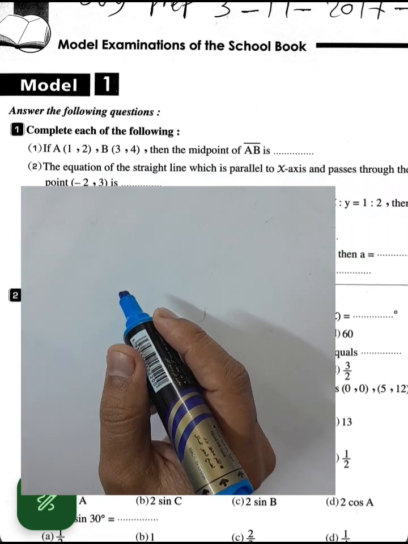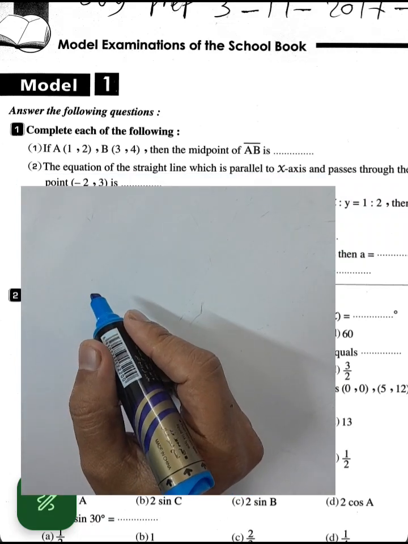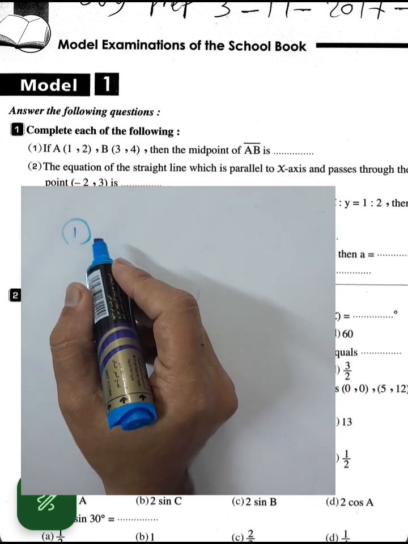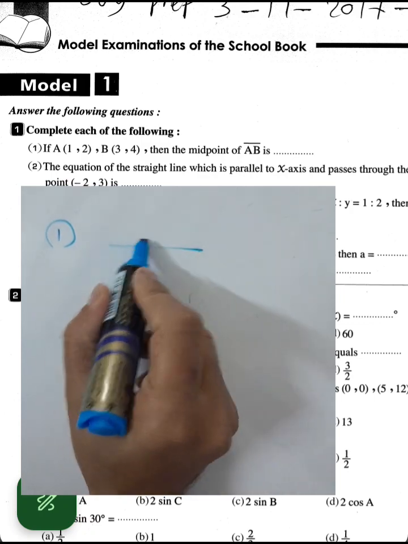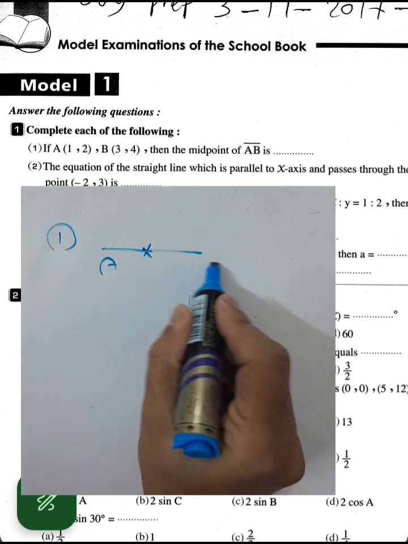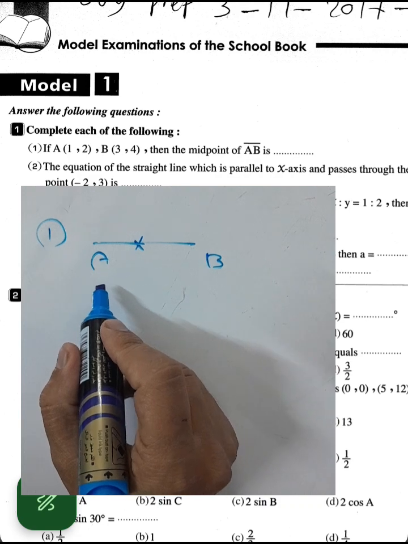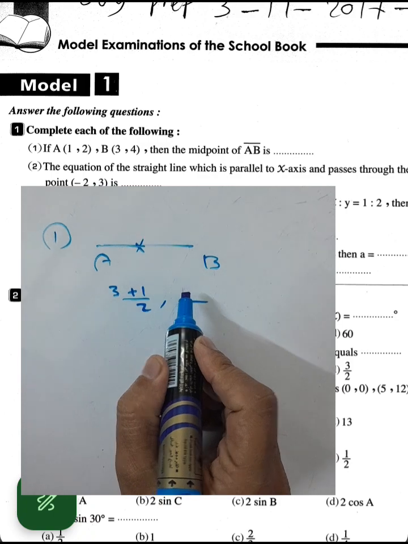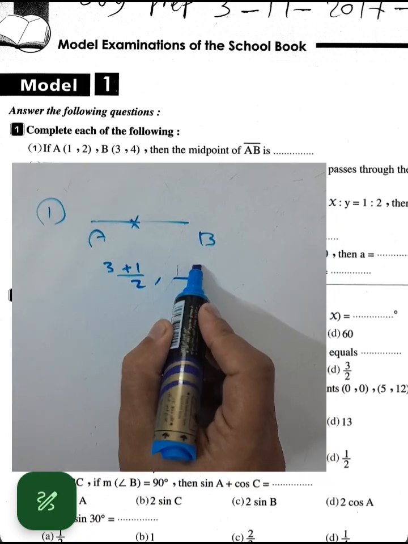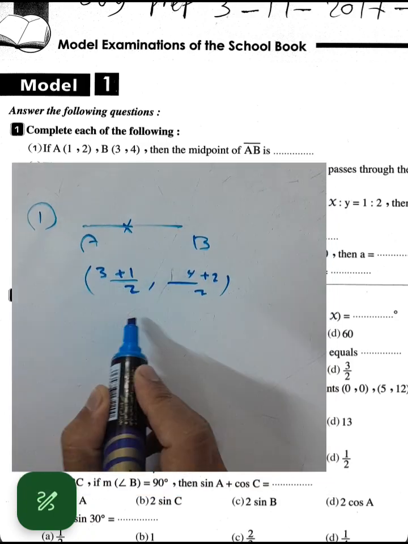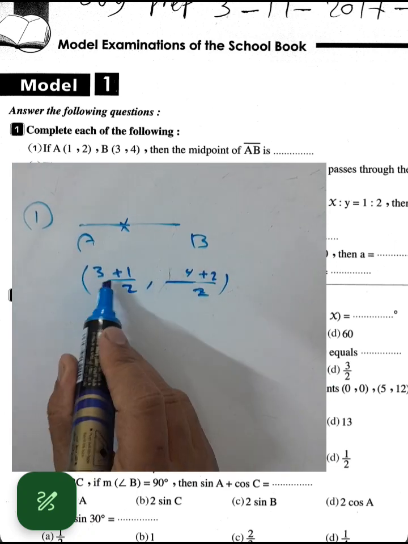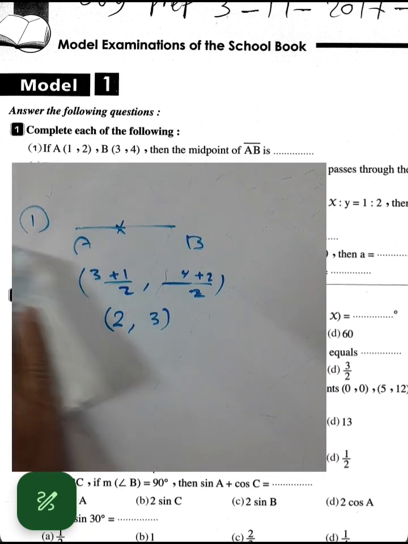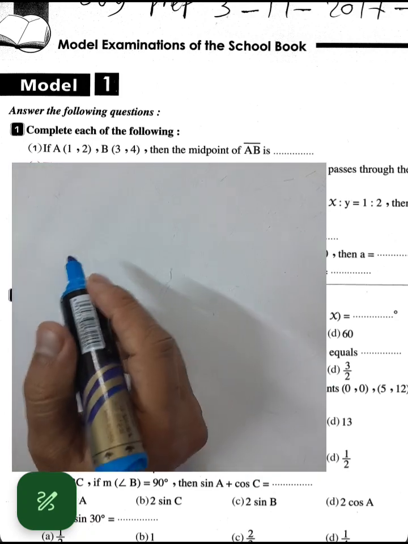Number 1. Complete each of the following. If A is (1, 2) and B is (3, 4), then the midpoint of AB, we can find the midpoint between A and B by (x1 + x2)/2, (3 + 1)/2, and (4 + 2)/2. Then the result will be 4/2 equals 2, and 6/2 equals 3. The result will be (2, 3). It's the midpoint of A and B.